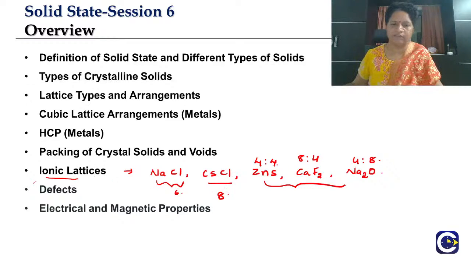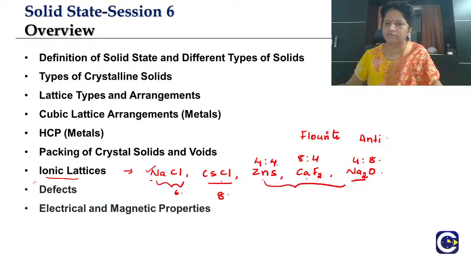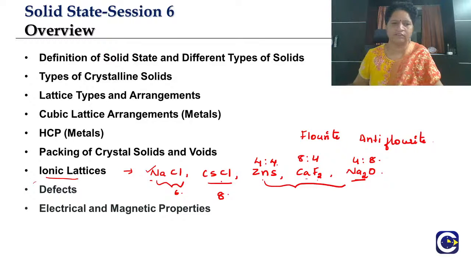We did that yesterday. In the ionic compounds we have seen NaCl, cesium chloride, zinc sulfide, calcium fluoride, which we call the fluoride structure. What name have we taken for this structure? Anti-fluoride structure. We have seen the video of the zinc sulfide structure, the way it has been arranged. Can you recollect? Fine, let's go with the defects.